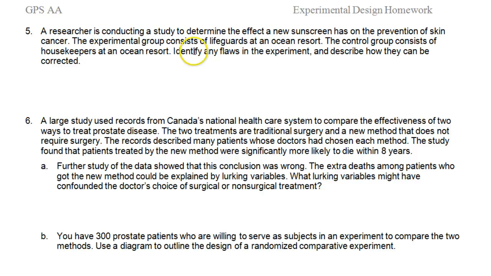If the housekeepers are getting less cancer, we don't know if it's because of the great sunscreen or because they're indoors most of the day. Alright, so the way to correct that would be to have all of the subjects in the experiment put into one big group and just randomly choose who is going to get the sunscreen and who's going to not get the sunscreen, and then measure based on that.